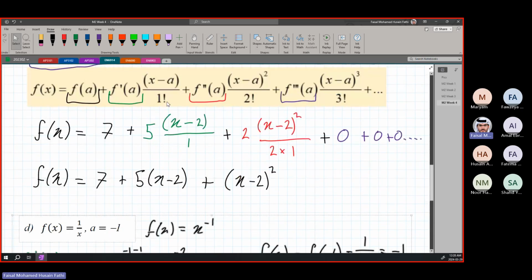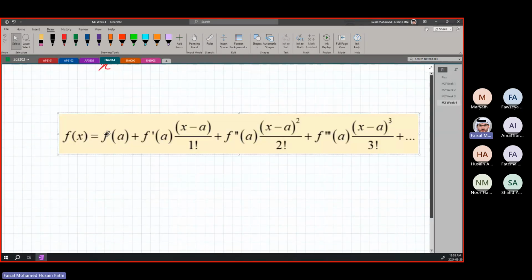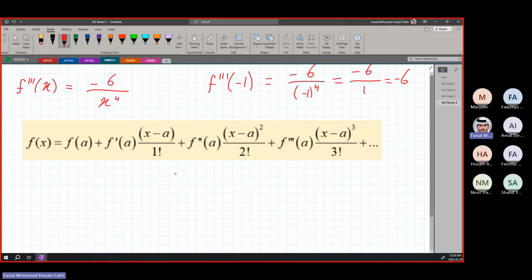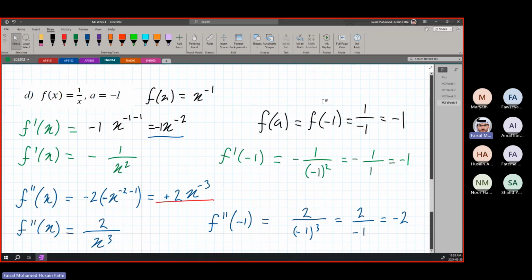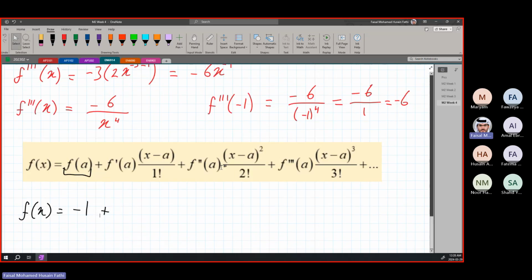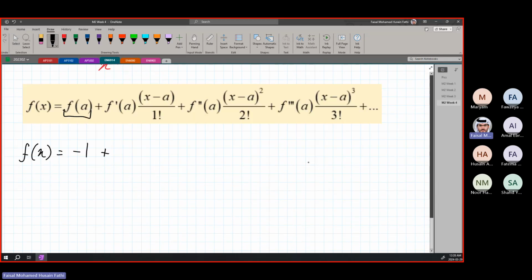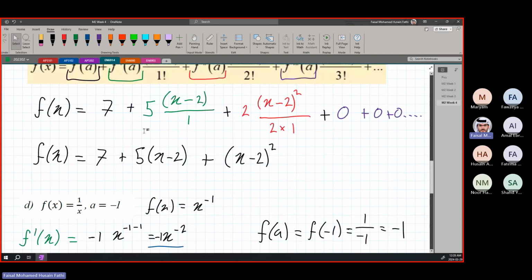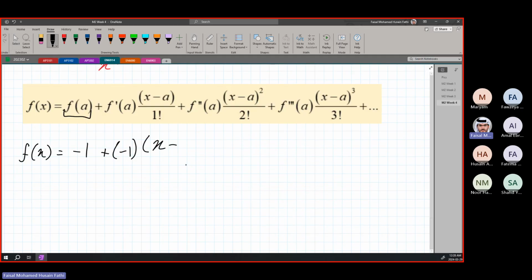Okay. So again, we will take this formula and we're just going to apply this formula to the question above. So f of x is going to be equal to f of a, which is minus 1, plus f prime of a. What is f prime of a? It is also minus 1. So plus minus 1, put it in brackets, times x minus, what is a? It is minus 1. A was given to be minus 1. So minus 1. Do not confuse yourselves with the signs. Divided by 1 factorial, which is 1.